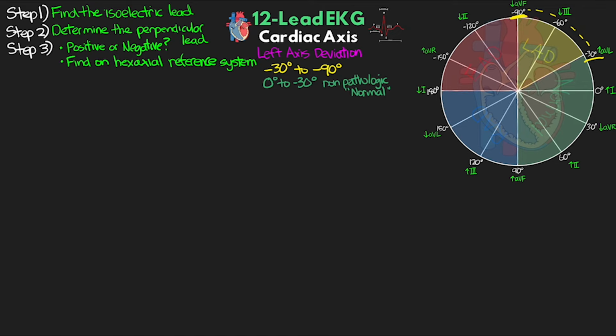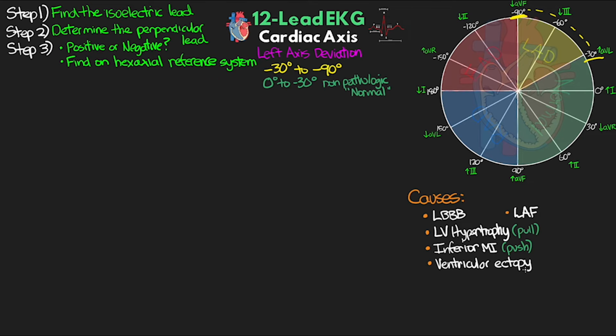Now with our left axis deviation, we have pathologies that are either pulling the electrical axis to the left, or other pathologies that are pushing the signal away from the right. So keep that in mind when we're looking at these potential causes of a left axis deviation. So we've got left bundle branch block, left anterior fascicular block can do this, left ventricle hypertrophy, so the enlarged ventricle is pulling at this point. If we have an inferior MI, we're losing that electrical signal over on the right, and it's going to be pushing or shifting it to the left.